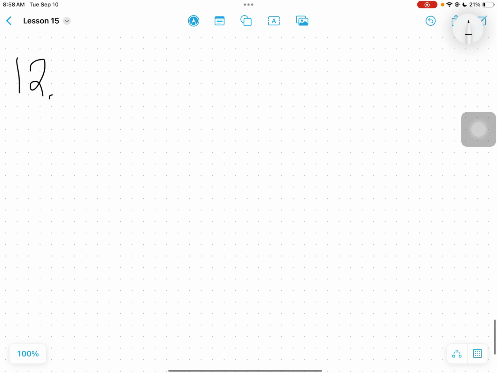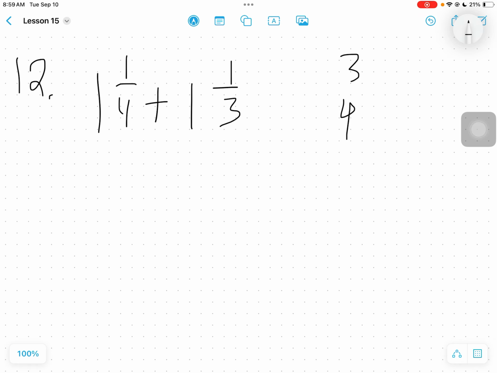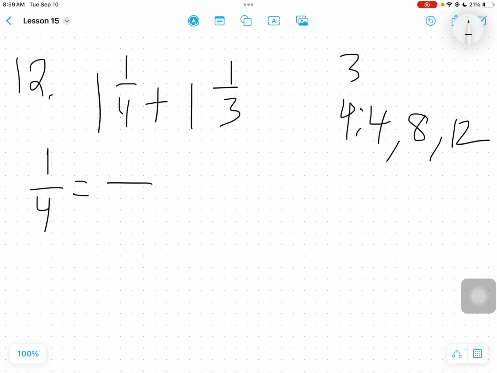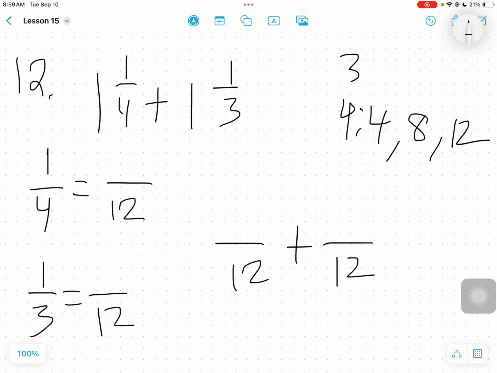Number 12, 1 1/4 plus 1 1/3. Again, we do not have a common denominator, so we need to find one. 3 and 4. I'll start with the bigger number, which is 4. 3 doesn't go into 4. 3 doesn't go into 8. 3 does go into 12. So we need to turn both fractions into fractions out of 12. Once you have that, you're going to add them. Remember that we're going to multiply to get our common factor, or our common denominator rather.